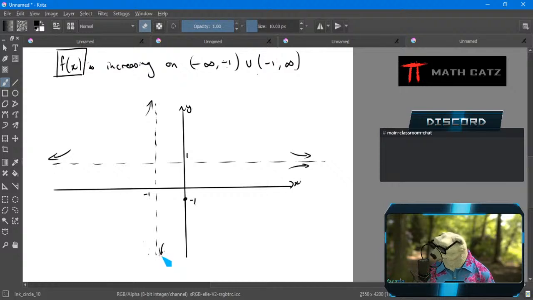It has to come from the bottom through -1. I can't be doing this, because then I would have a downhill section, and that never happens. So I have to come at the horizontal asymptote on the right from below.